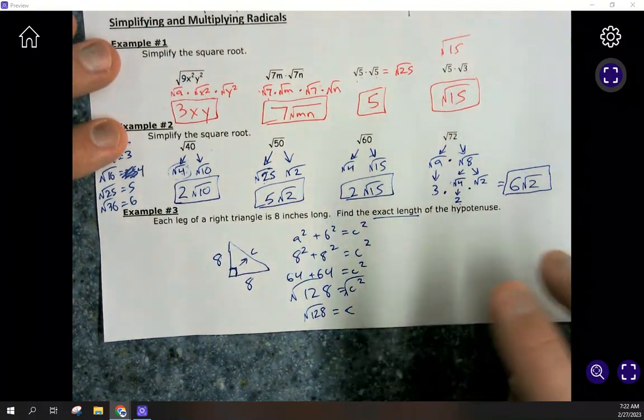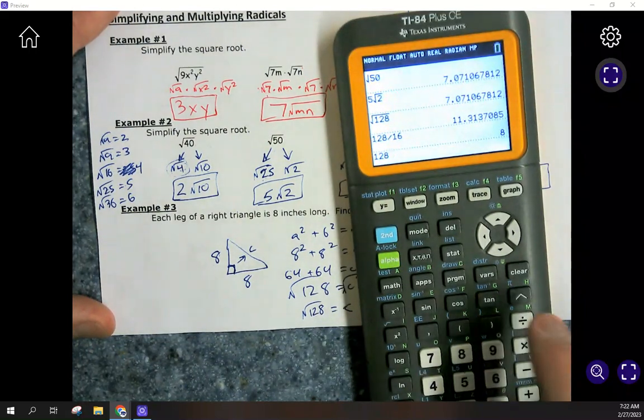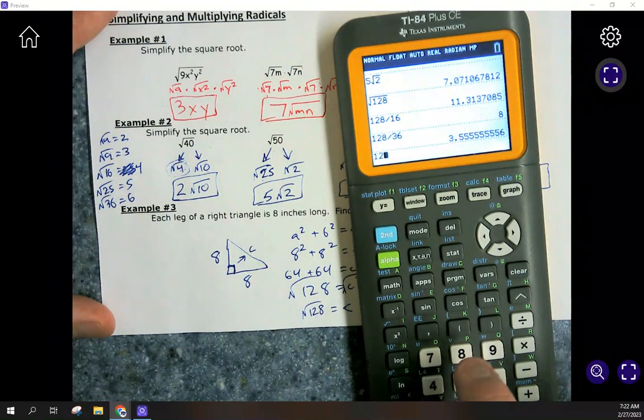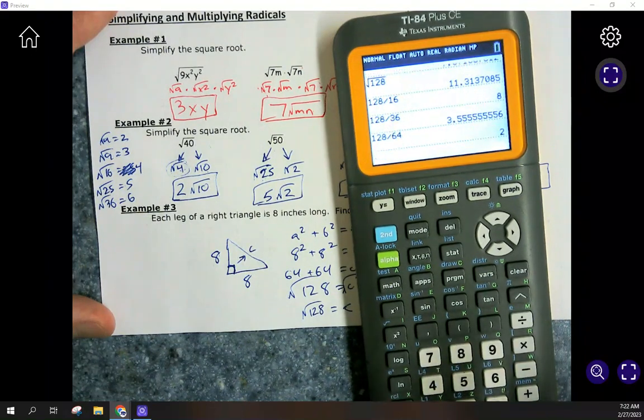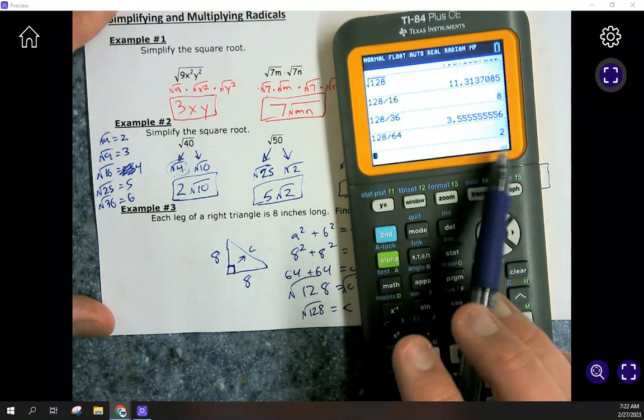So I could have picked larger numbers. There actually are larger numbers. Let me just show you. Maybe it was 36, not 36. It's actually 64, right? 64 times 2 is 128. Square root of 64 is 8. So you would have 8 radical 2.